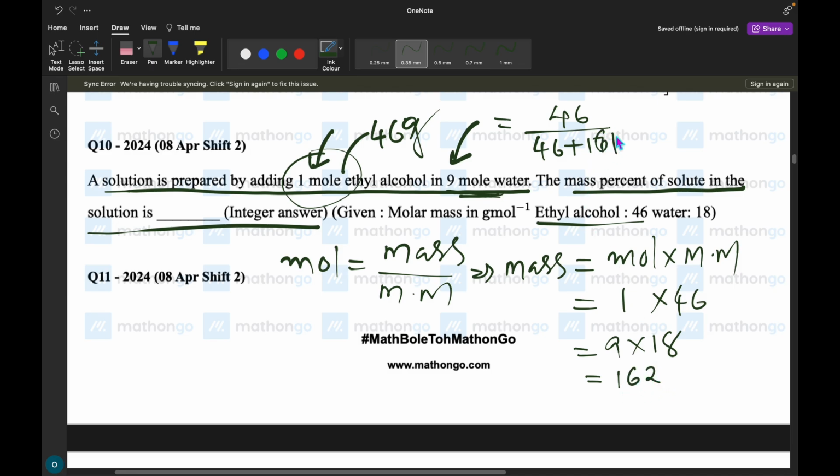So 162. So it should be 46 by, 2 and 6 are 8, yes, this is 10. 10 plus 1, 11. Right? So 218. Solve it and tell me the answer.